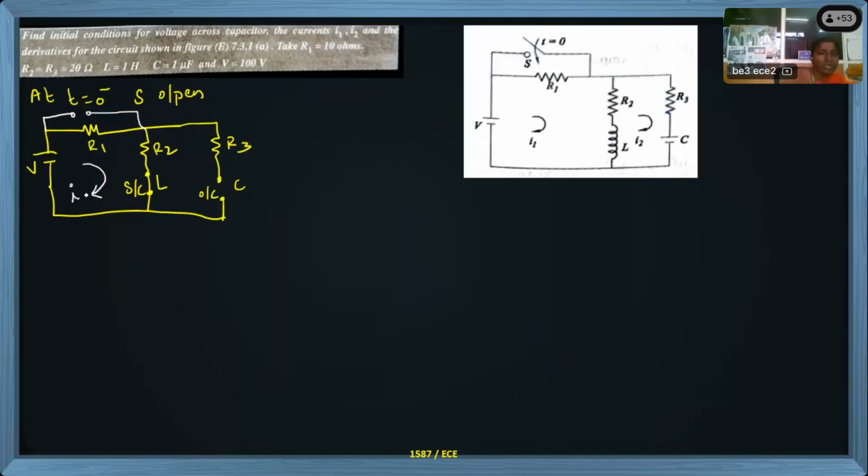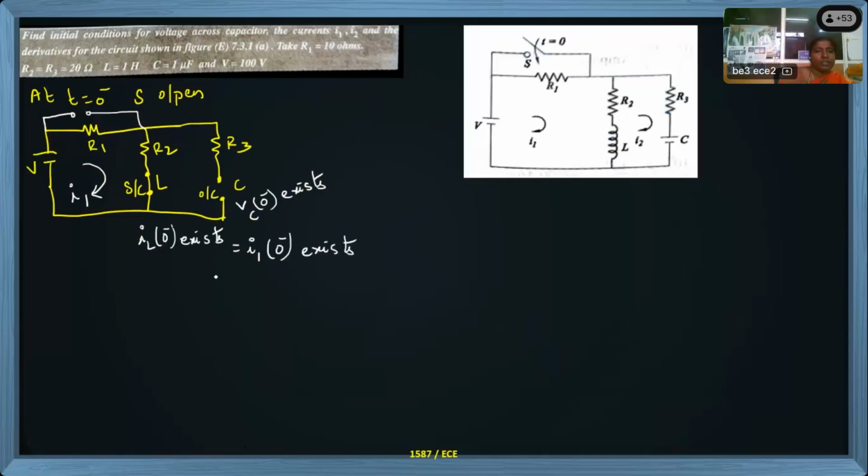So I1 exists, and here we are bothered about voltage in the capacitor at 0 minus. Wherever capacitor is there, we should be bothered about voltage. Wherever inductor is there, we should be bothered about the current. VC exists, and the current in inductor at 0 minus exists. This is our concept when switch is closed. This IL is nothing but I1 of 0 minus only.